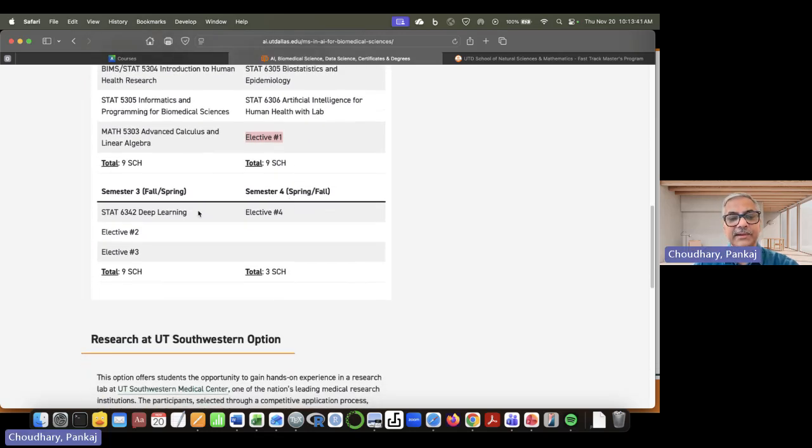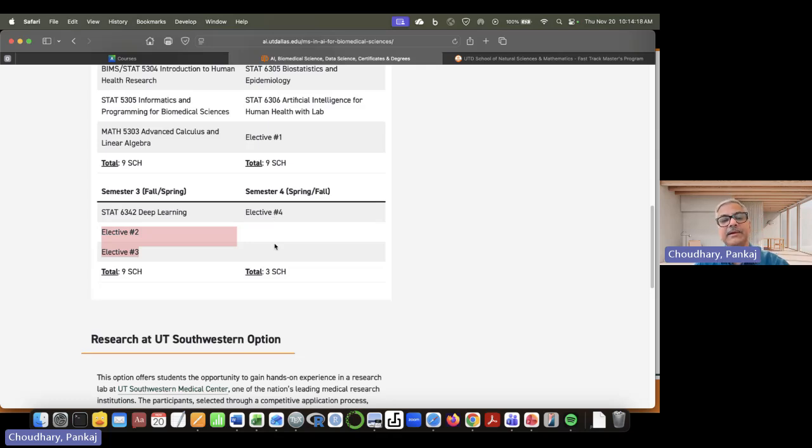Now, moving on to third semester, there is just one required course. This is a course in deep learning methods. These are the tools that power much of AI, as you may know. So this is a course in deep learning, and this is the only required course in year two, and the rest are electives. So in spring semester three, you have room to take 2 more elective courses. So this is your 9 credit hours. And then finally, in semester four, you just have to take one elective, which is for 3 credit hours.